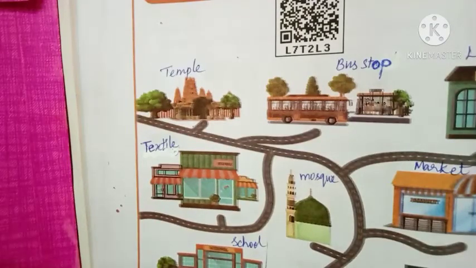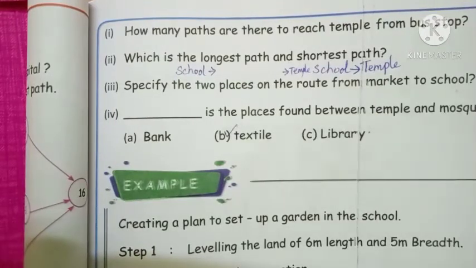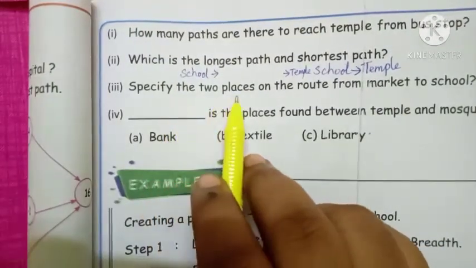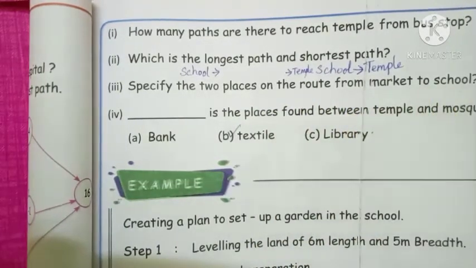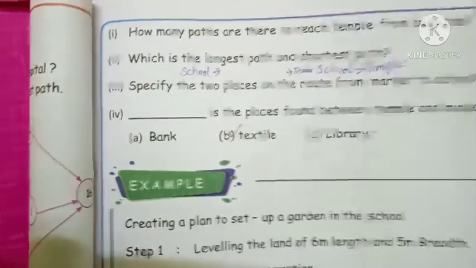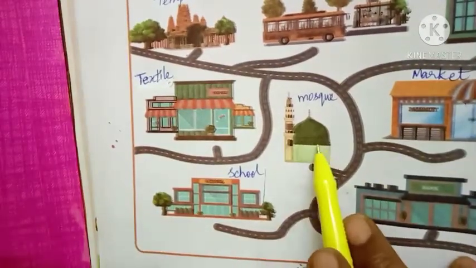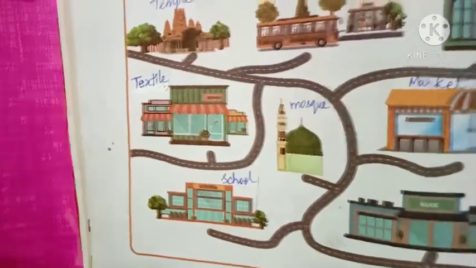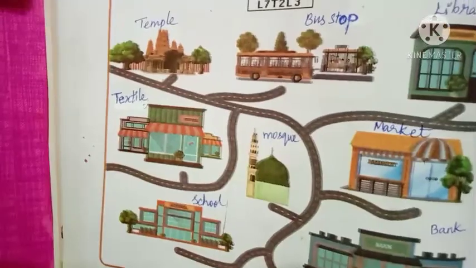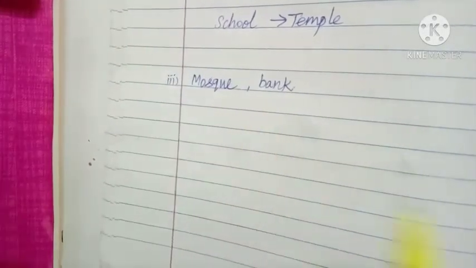Then the next one. Specify the two places on the route from the market to school. Third question, specify the two places on the route from market to school. Market to school, you travel through places. Here between market and school, the two places are mosque and bank. So these 2 are the answer. Third one answer, mosque and bank.